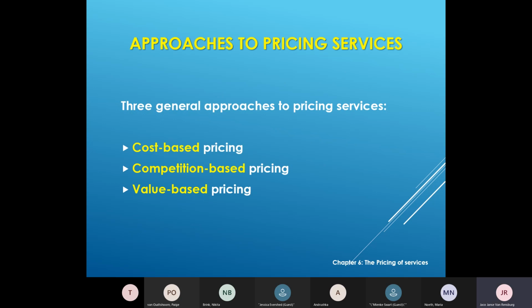Different approaches that we can take. Let's look at three different approaches that are very common amongst service providers. They can use, or do use, either a cost-based, a competition-based, or a value-based pricing strategy. Let's look at each of those individually.